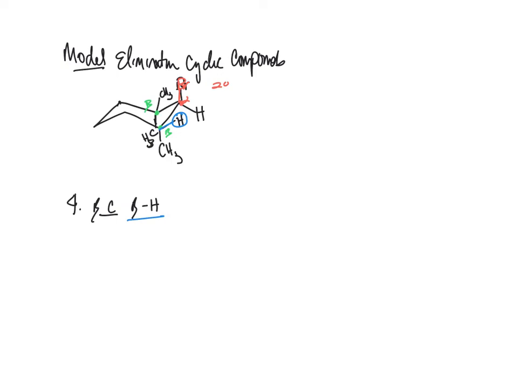Well, we got to do a ring flip. Okay, so we're going to flip. That means this carbon goes up, and this carbon goes down. So then we go up, and then this carbon with bromine is down.